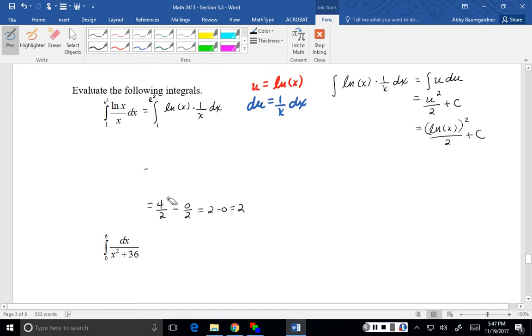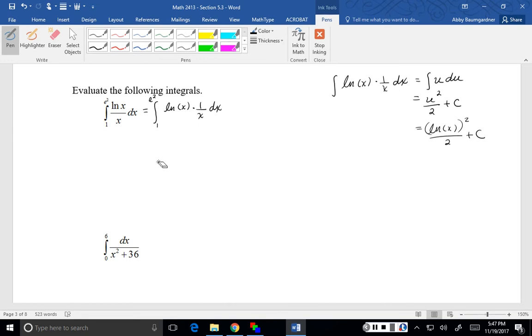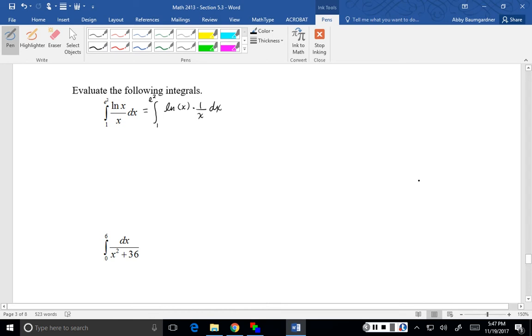Here's the way I usually do it, and this is necessary in Cal 2 and Cal 3. There's sometimes where the way we just did it is the best way. There's sometimes where the way I'm about to do it is the best way. You really need to know both. So here we would again say, let's let u equal ln of x. Then du would be 1 over x dx.